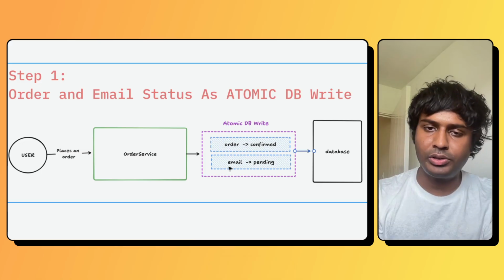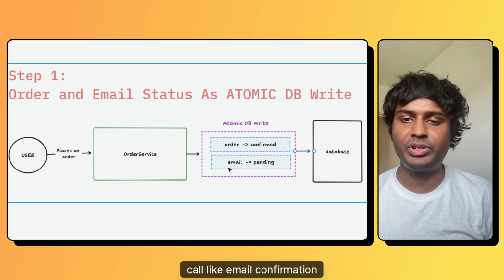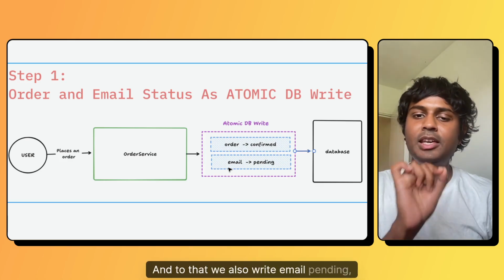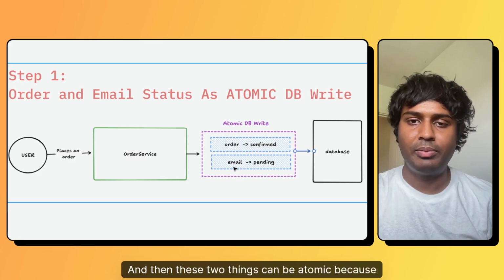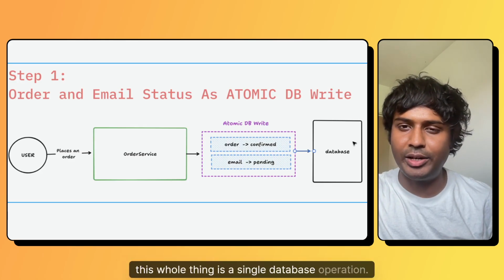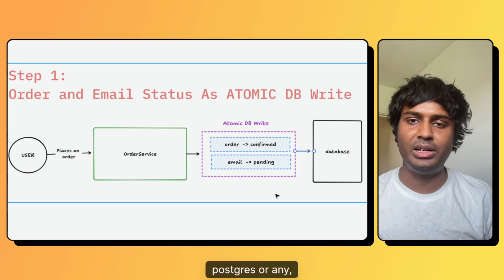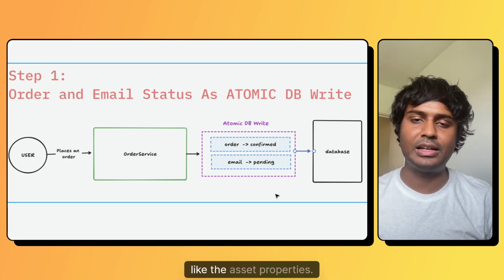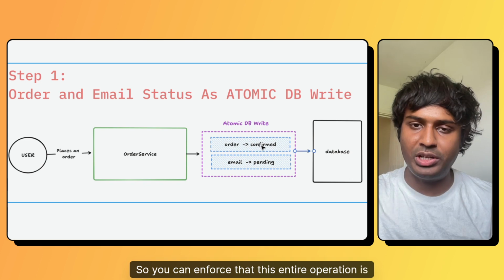But we also have another table in the database, which we can call the email confirmation table, and to that we also write email pending, right? And then these two things can be atomic because this whole thing is a single database operation. The database, we know, guarantees, if you're using Postgres or any SQL database, transactional guarantees like the ACID properties.